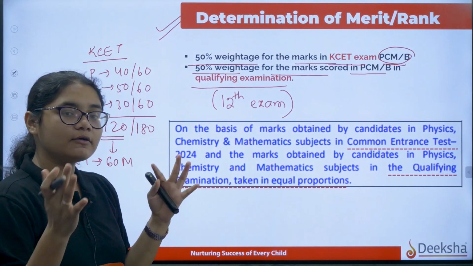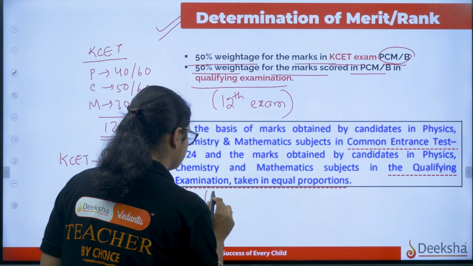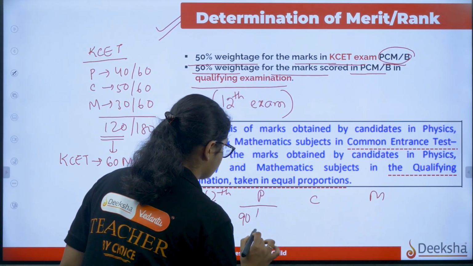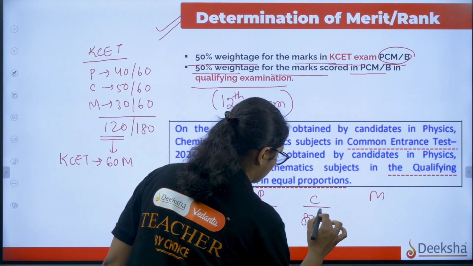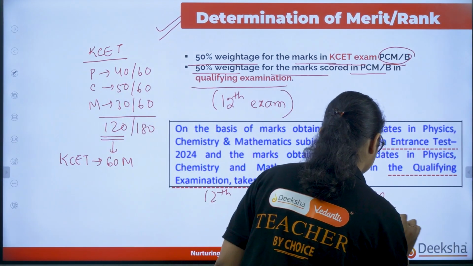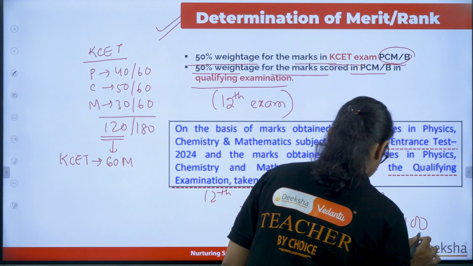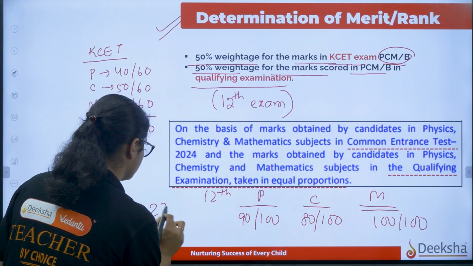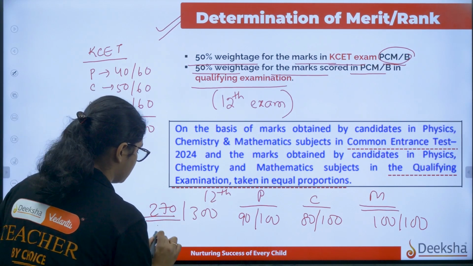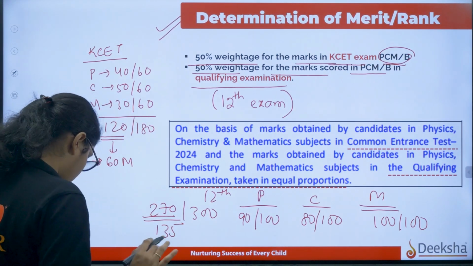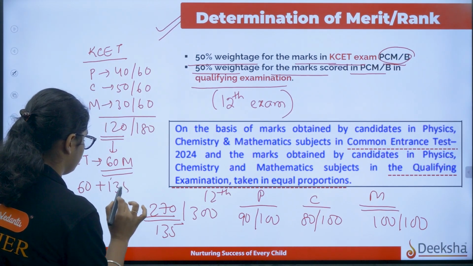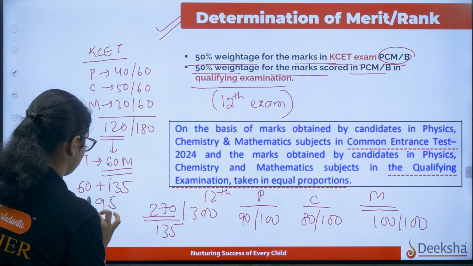Now suppose let us see your 12th marks. In the 12th board exam, in physics, chemistry and maths, in physics you got 90 out of 100. In chemistry you are not very strong, you are not studying chemistry, so you got 80 out of 100, and in maths you are very, very strong and you got 100 out of 100. So now the total is 270 out of 300, right? Now 50% of this will be how much? Half of 270 is 135. So your total mark in the KCET will be 60 plus 135. So you will get 195.